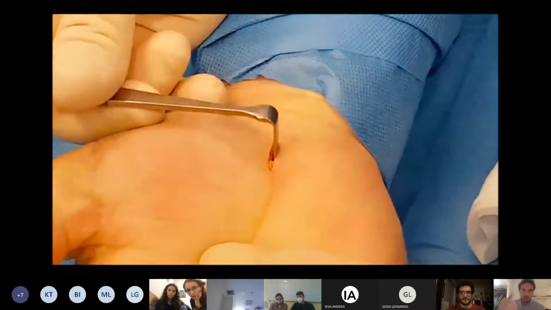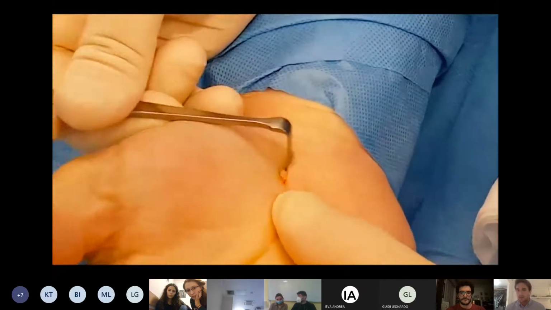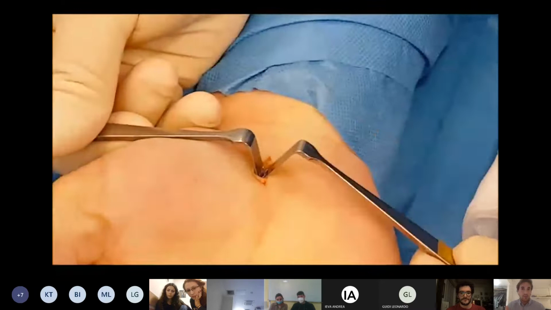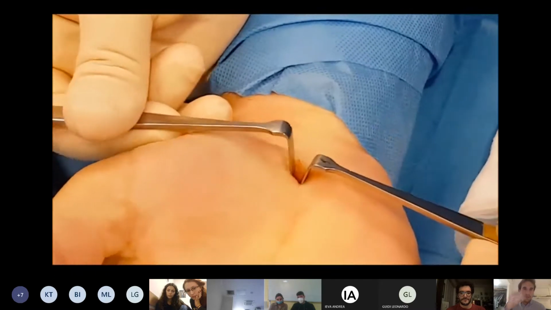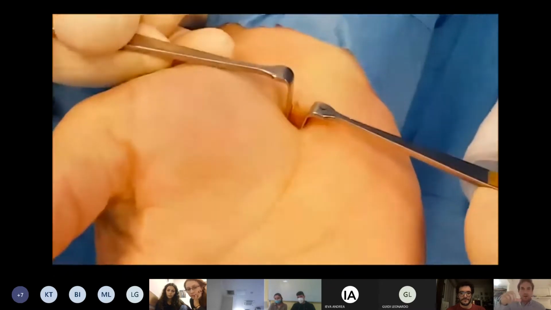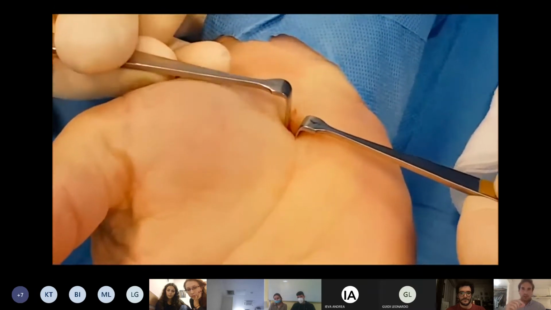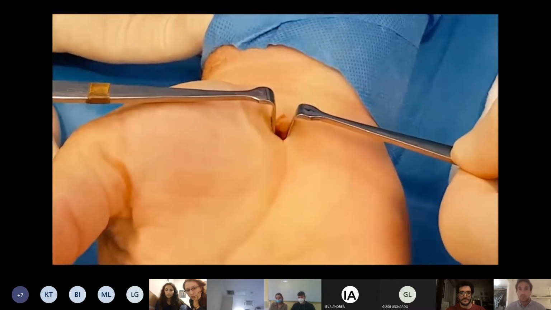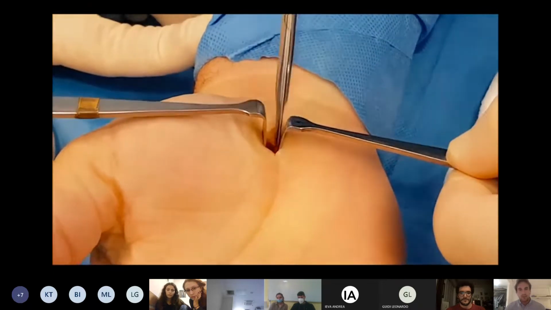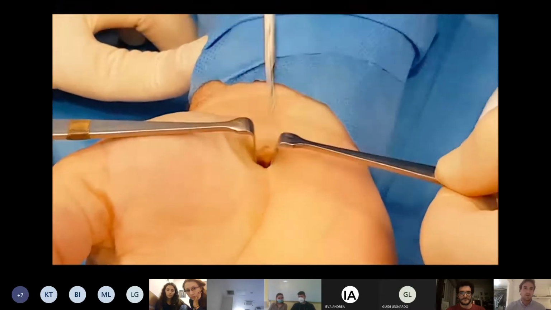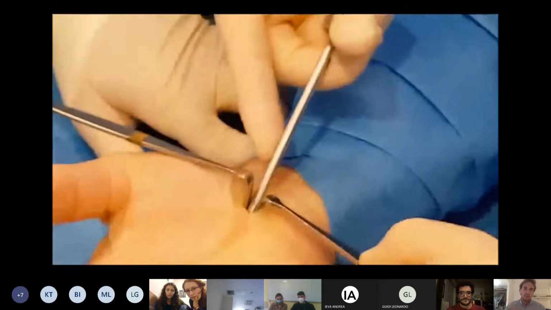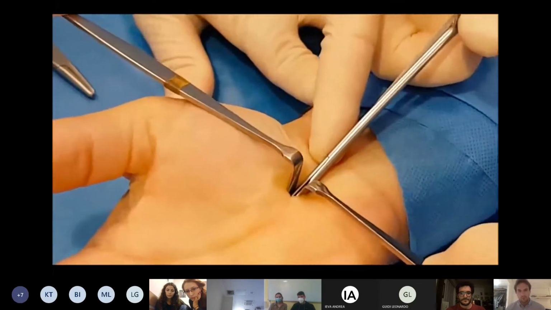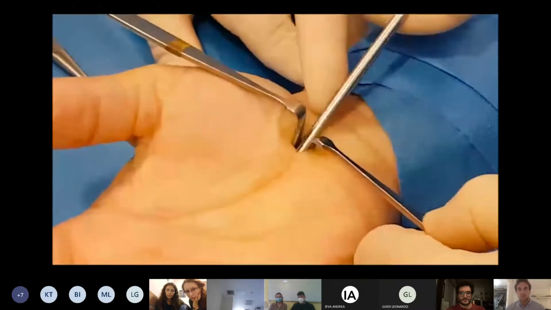Okay, now he has cut the transverse carpal ligament. Again, he's not able to directly visualize the cut of the transverse carpal ligament. He's only able to feel that he has cut something very hard, which is the fibrotic ligament, and he has entered the carpal tunnel. Now, with the scissors, he will release distally the ligament, as you can see with these movements.